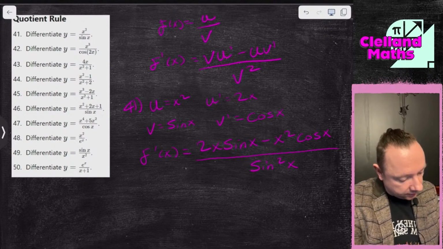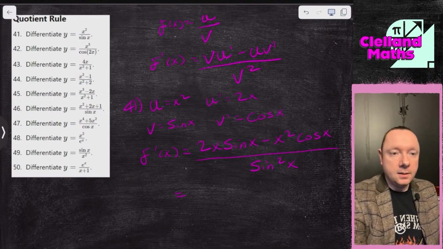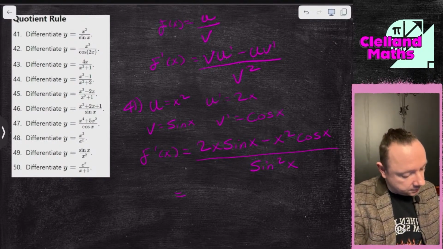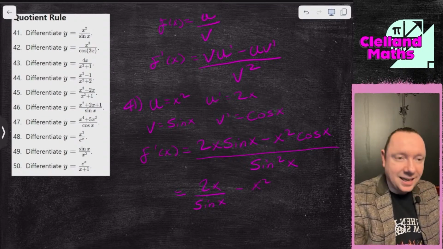Now we could try and tidy that up, so let's see what happens. Split it up into two separate fractions perhaps. So the first fraction is going to give me sine x over sine squared x, so that's going to be 2x over sine x, minus x squared cos over sine squared x.